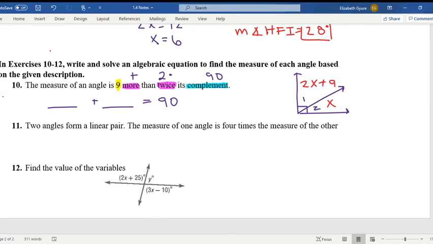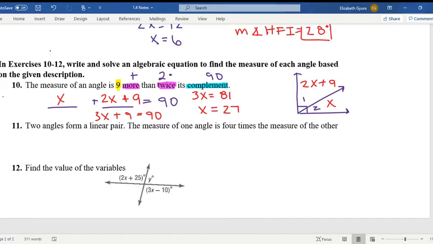And now we can just take our information and fill it into our blanks. One angle is just x. We don't know anything about it. We know the other one is twice, so 2x and then 9 more, so plus 9. And now we can solve for x and figure out what each of our angles are. So I'm going to combine my like terms here. x plus 2x is going to give me 3x plus 9 equals 90. I'm going to subtract my 9 to get that 3x equals 81. And then I'm going to divide to get 27.